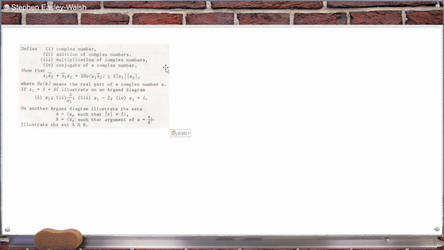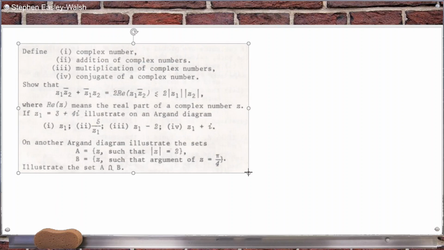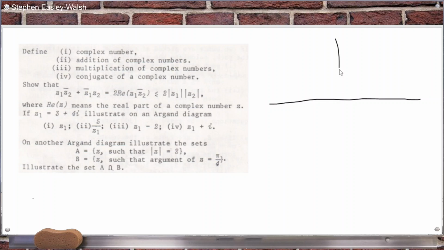Okay, what is left now? So we have a couple of things to calculate and draw on the Argand diagram. Okay, this question's getting a bit long. I'll just do these quite roughly. Z1: 1, 2, 3, 1, 2, 3, 4, i. Okay, so there's Z1, 3, 4, okay.